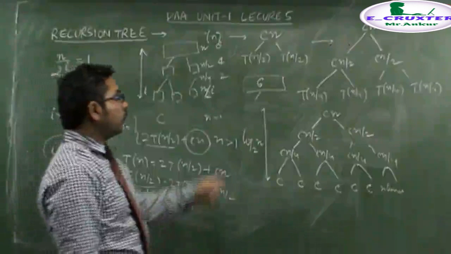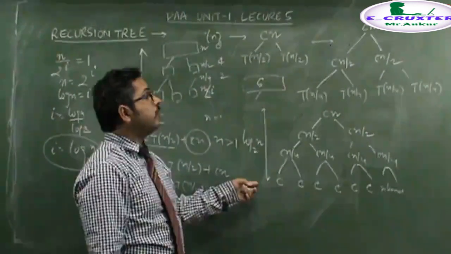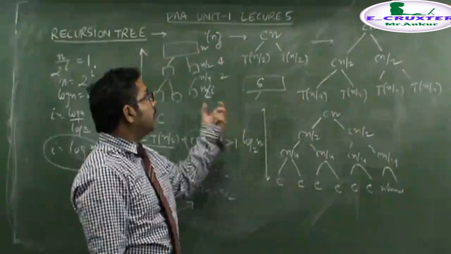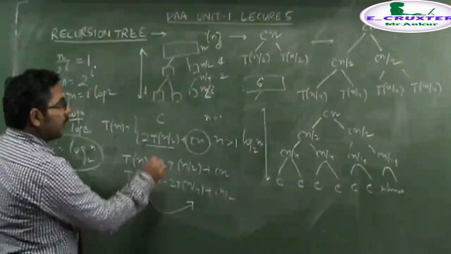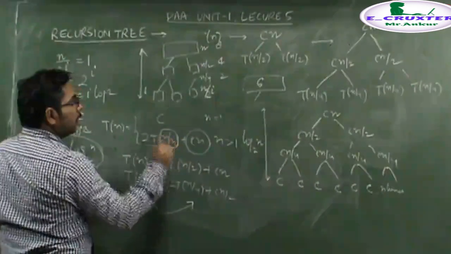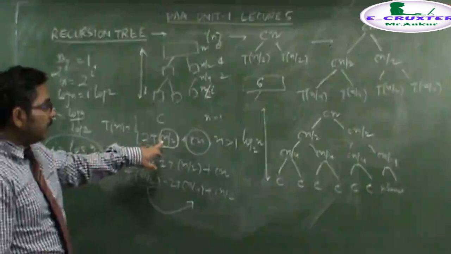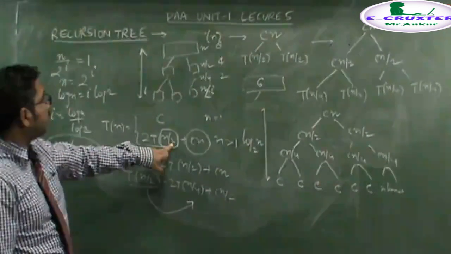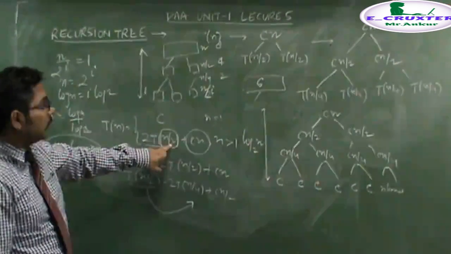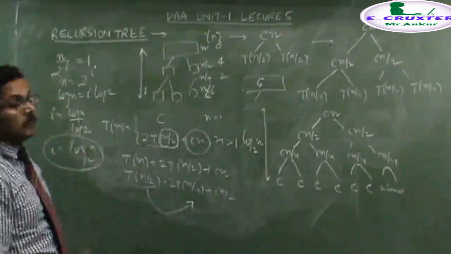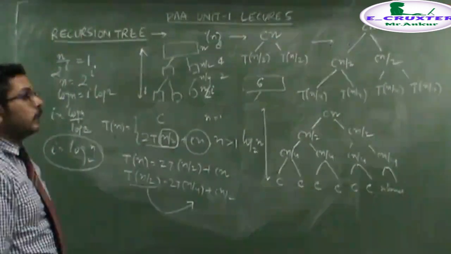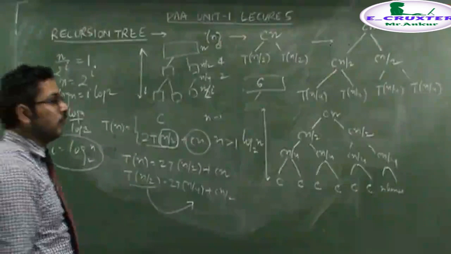The second step is to calculate the height of the tree. And the height of the tree is calculated on the basis of the number of subproblems. That is, on the basis of this parameter, we are calculating the height. That is, we simply put n upon 2 raised to power i is equal to 1. If here it is n upon 3, then it will be n upon 3 raised to power i is equal to 1. After that, we calculate the total cost at each level.